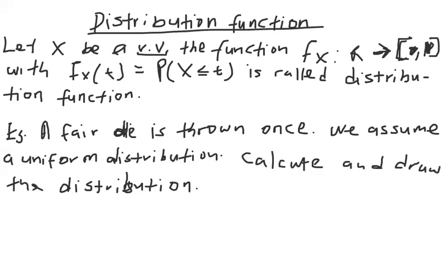So let's say we have this example: a fair die is thrown once. When a fair die is thrown once, we're just going to assume it's a uniform distribution. That means they all have equal probability of showing up. So calculate and draw the distribution. Let's say you throw your die. What is going to be the sample space? Omega is equal to 1, 2, 3, 4, 5, 6. So when you throw your die, these are the possible outcomes: 1, 2, 3, 4, 5, 6.